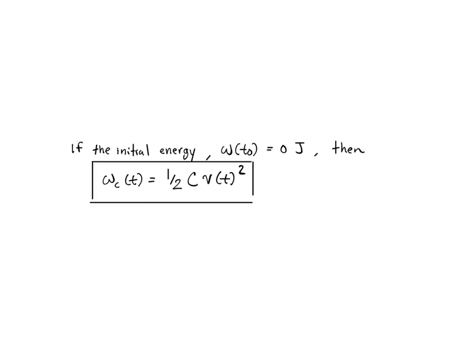And so if you take that last expression, and if the initial energy was 0 joules, then we see right away that the energy delivered to a capacitor is just 1/2 C times the voltage squared.